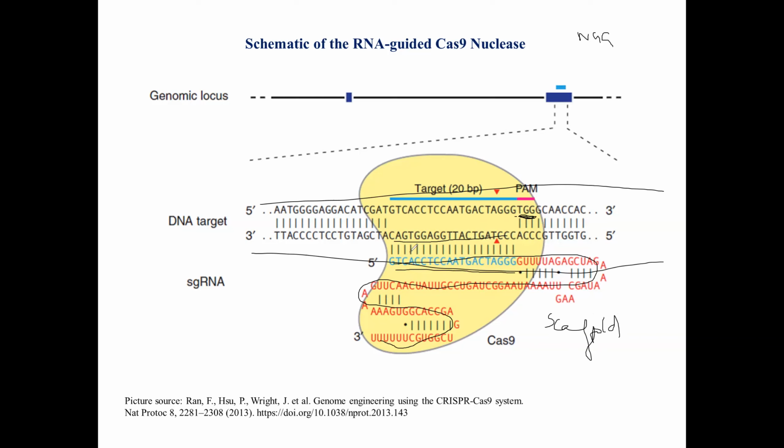Now, when the annealing is perfect, all the 20 bases are matched. Then the nuclease domains cleave, and they will cleave 3 nucleotides before the PAM sequence. So this is the PAM. It will cleave here and here. That will lead to a double-stranded cleavage. So this is the schematic picture. Are you able to understand?